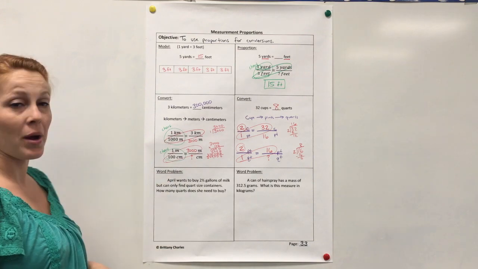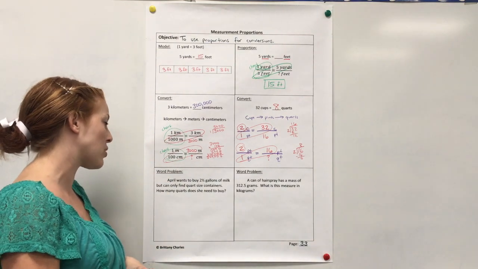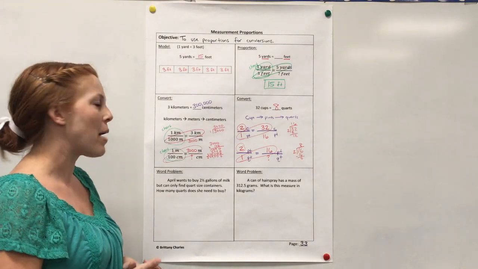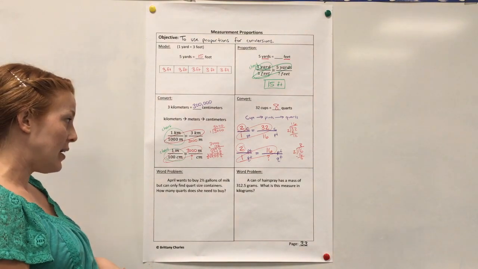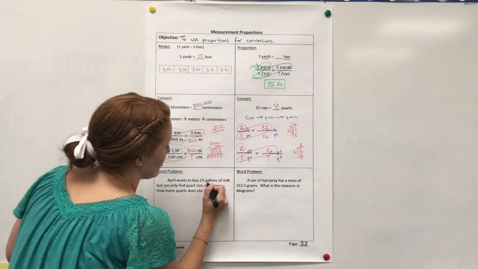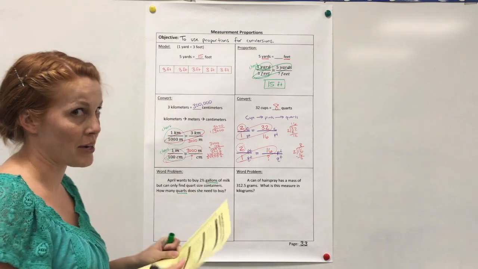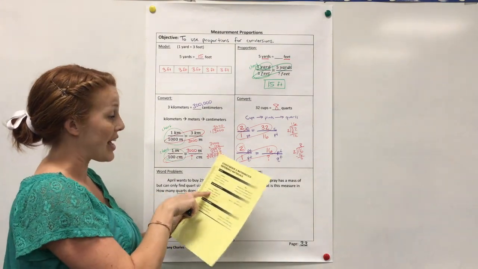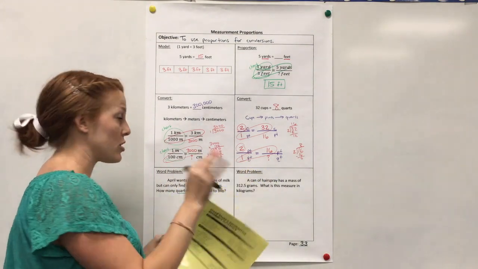Now, let's look at a word problem. April wants to buy 2.5 gallons of milk, but can only find quart-sized containers. How many quarts does she need to buy? Well, I know I have gallons, and I'm trying to get to quarts. So first, I want to check on my chart and see, can I get straight from quarts to gallons and gallons to quarts? And yes, I have 1 gallon is 4 quarts, so I know the conversion there.